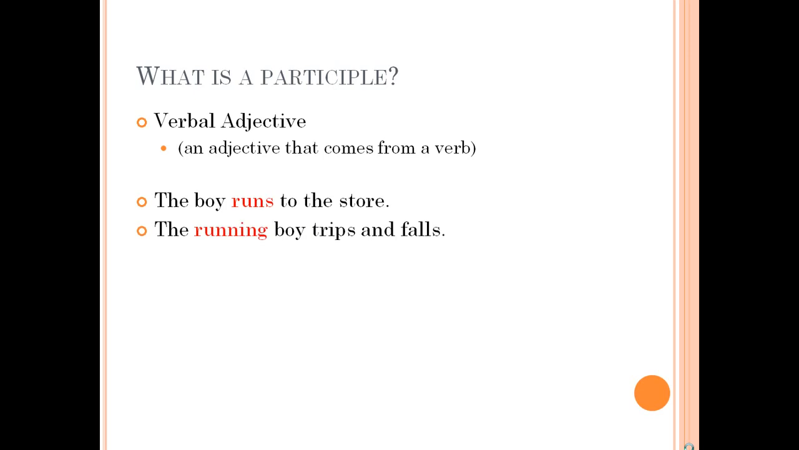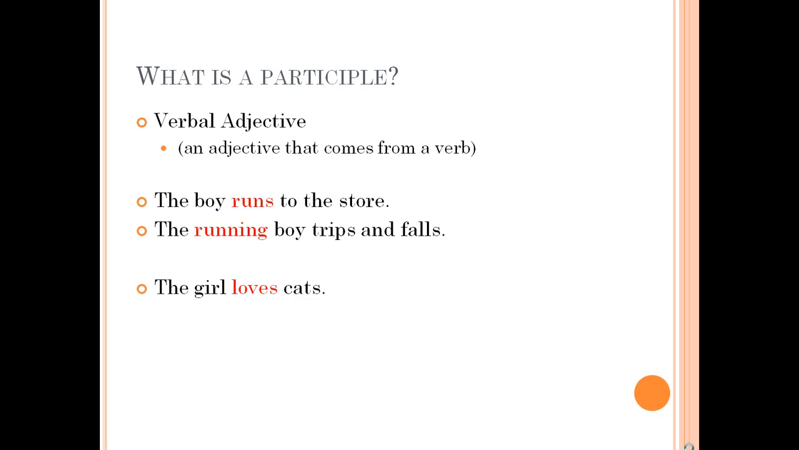So, "the running boy trips and falls." Our new verb now is "trips and falls," and the word "run" has become an adjective. So instead of having a regular adjective like "the tall boy" or "the slow boy," we have "the running boy," and we have an adjective that comes from a verb.